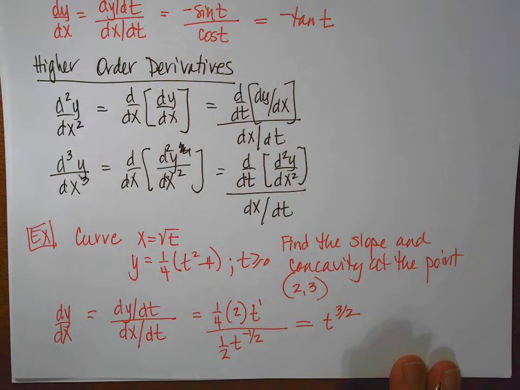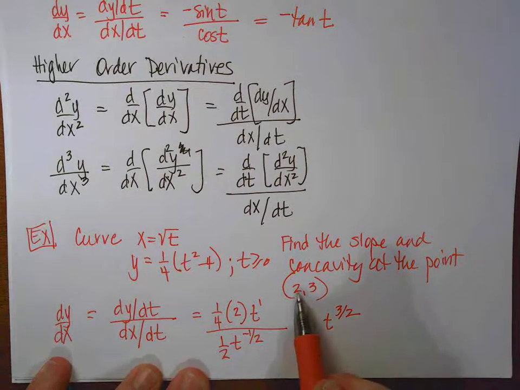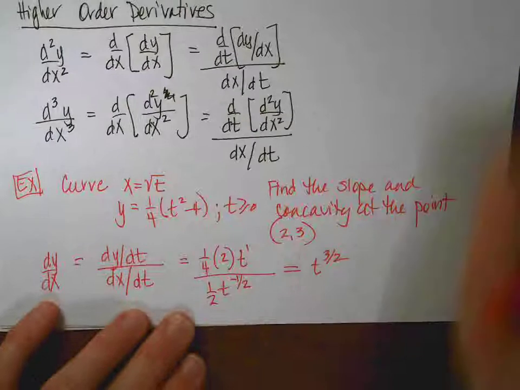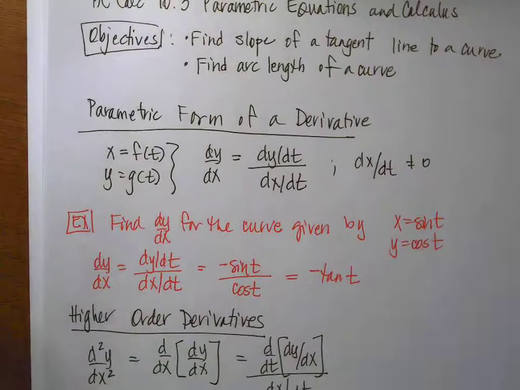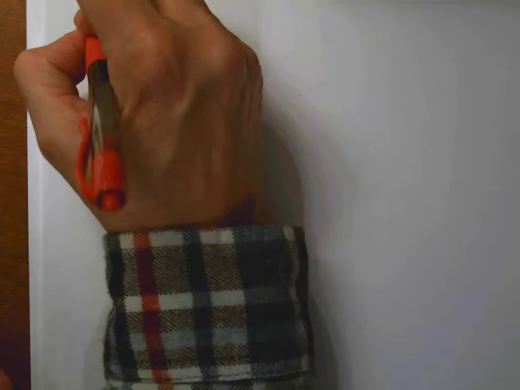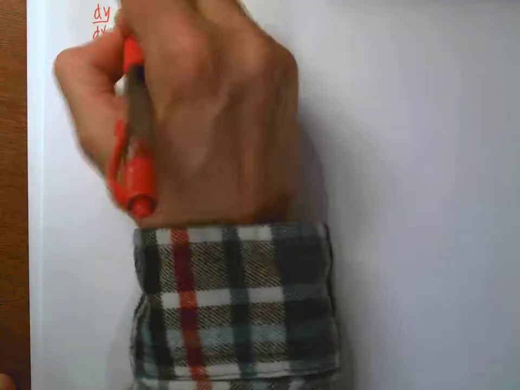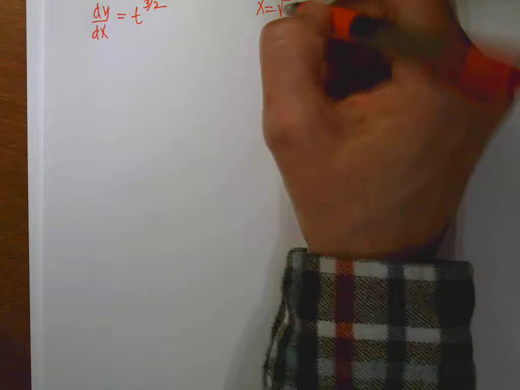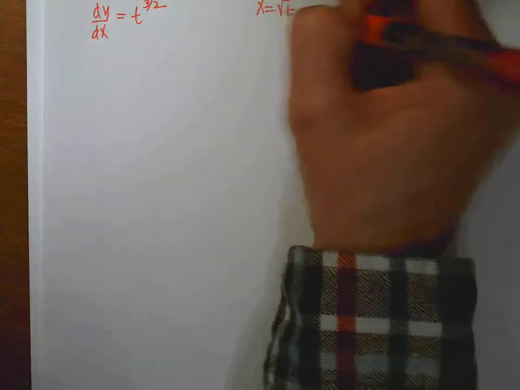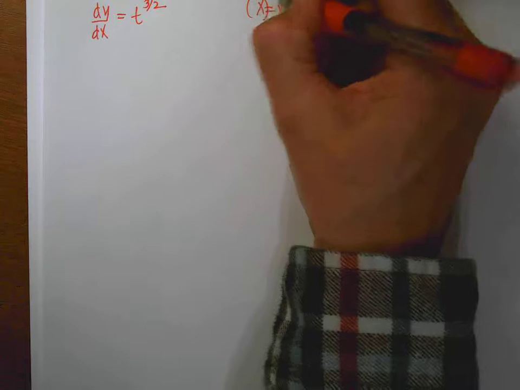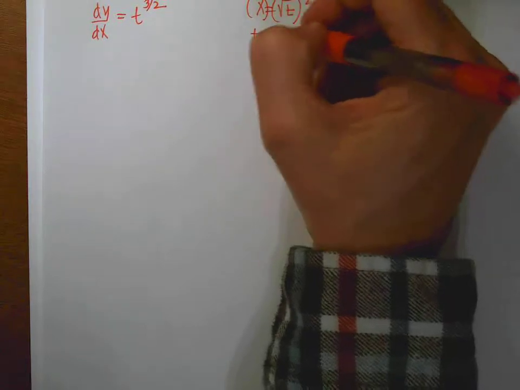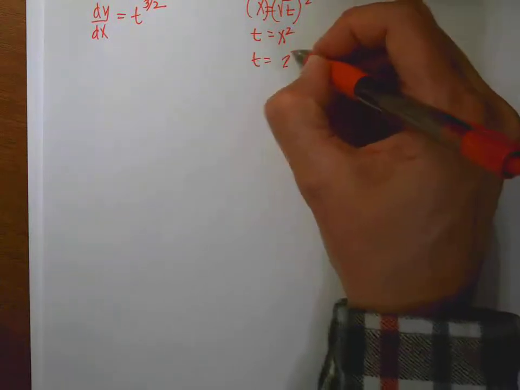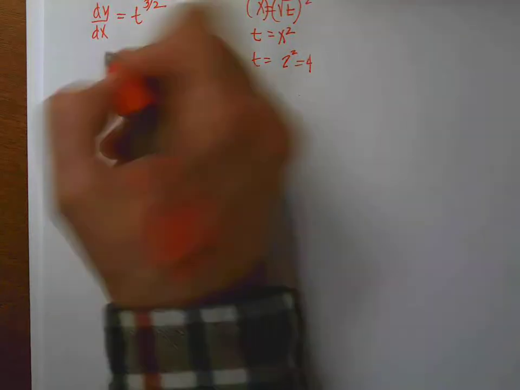All right, so I wanted to find the slope at the point 2, 3, but my 2 is in terms of x, so I need to find a value for t. So I'm going to go to another sheet of paper, okay? So I'm going to write that my dy/dx was t to the 3/2, okay? And since I had x is equal to the square root of t, I'm going to square both sides, so square and square, and I'm going to get t is equal to x squared. Well, if my x is 2, then my time is going to equal 2 squared, which is 4.